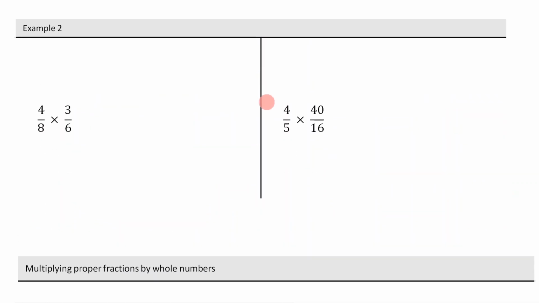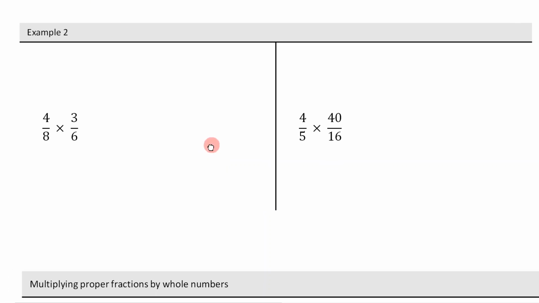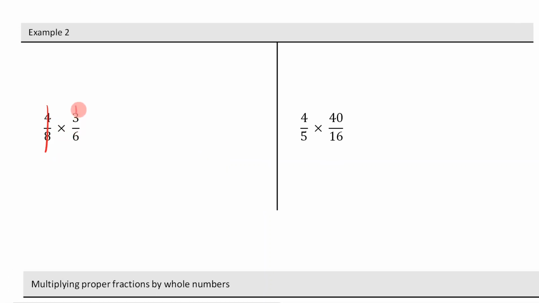Let's go through some more examples. You might like to pause the video and give these a go yourself. So what we're going to do here is I can cancel vertically here. So 4 divided by 4 is 1, and 8 divided by 4 is 2. 3 divided by 3, and let me grab another color just so you can see what's happening here. 3 divided by 3 is 1, and 6 divided by 3 is 2. So once I have canceled there, then I can go 1 times 1 up the top, 2 times 2 at the bottom. I'm going to end up with 1 on 4.